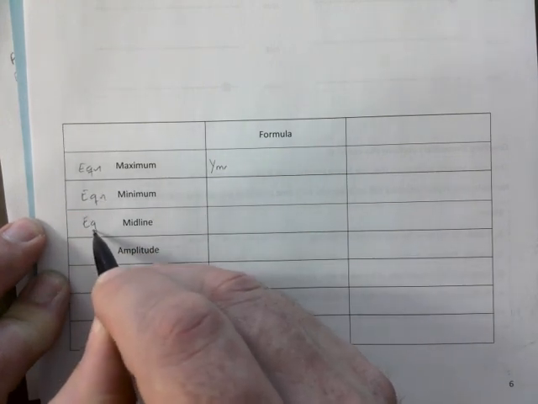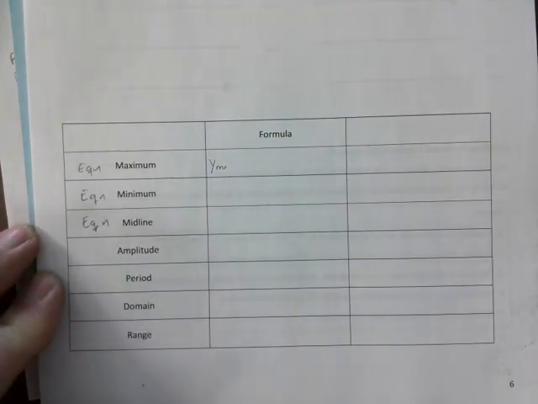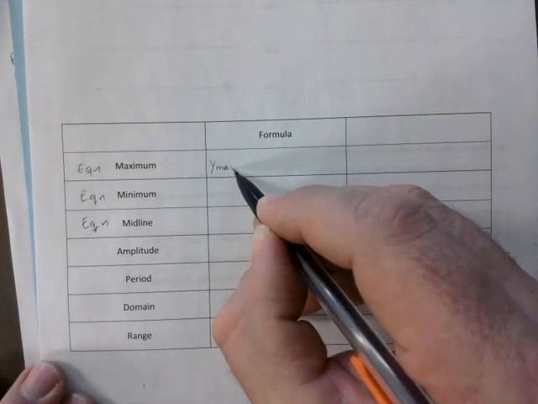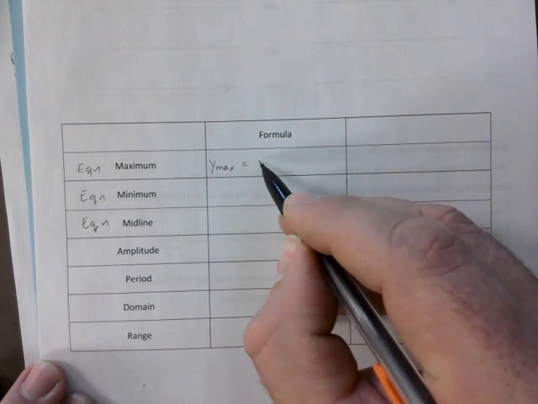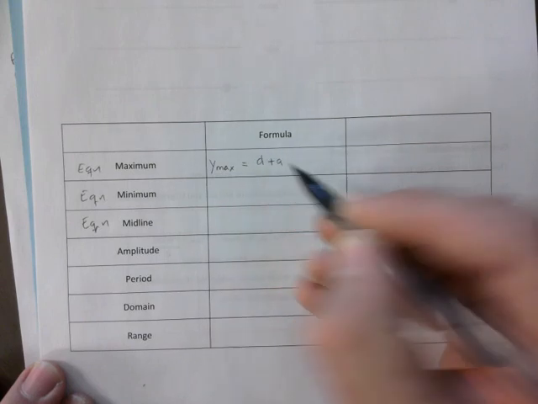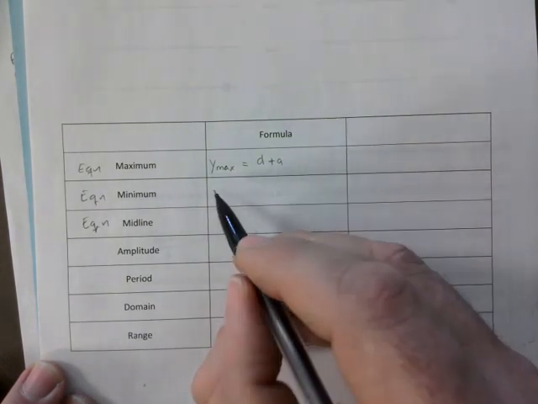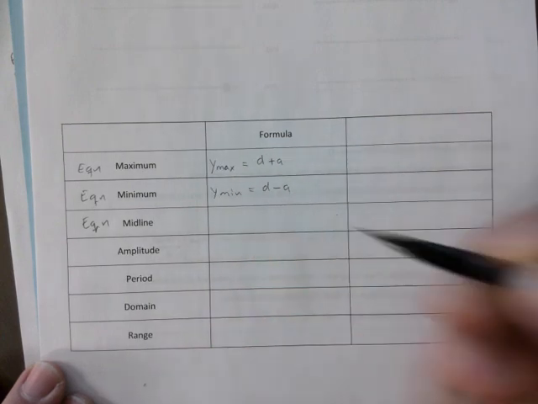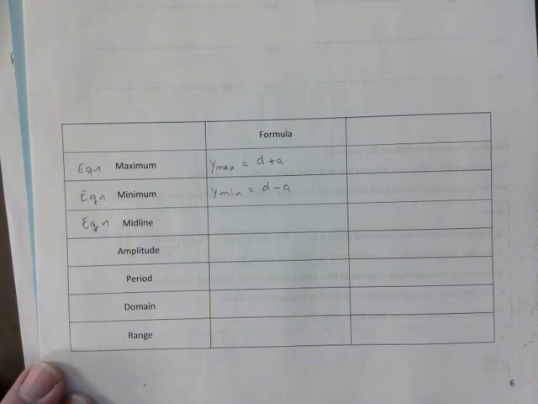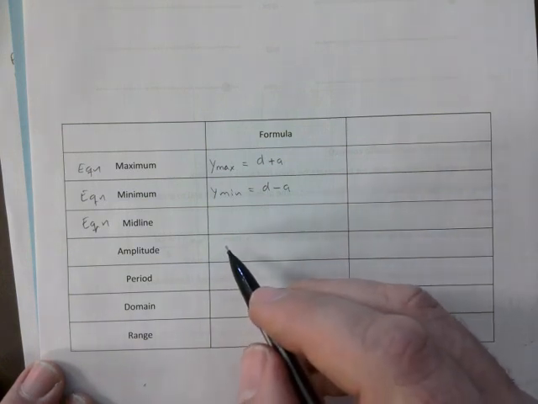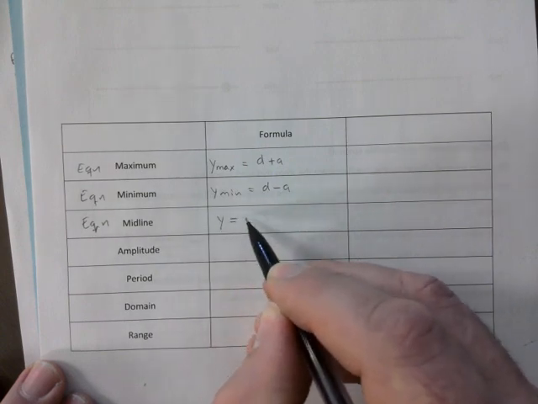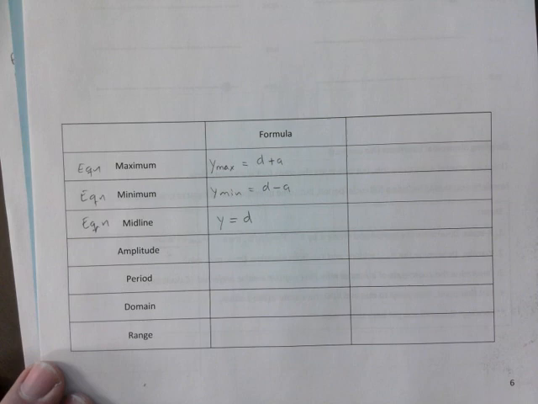I just don't want that to throw you off if I asked you to determine the equation of the max or the equation of the min. It shouldn't throw you off. So basically what you're finding is the y max, and watch this, it's d plus a. The y min is d minus a. The midline would just be y is equal to d, correct? If the equation is given.